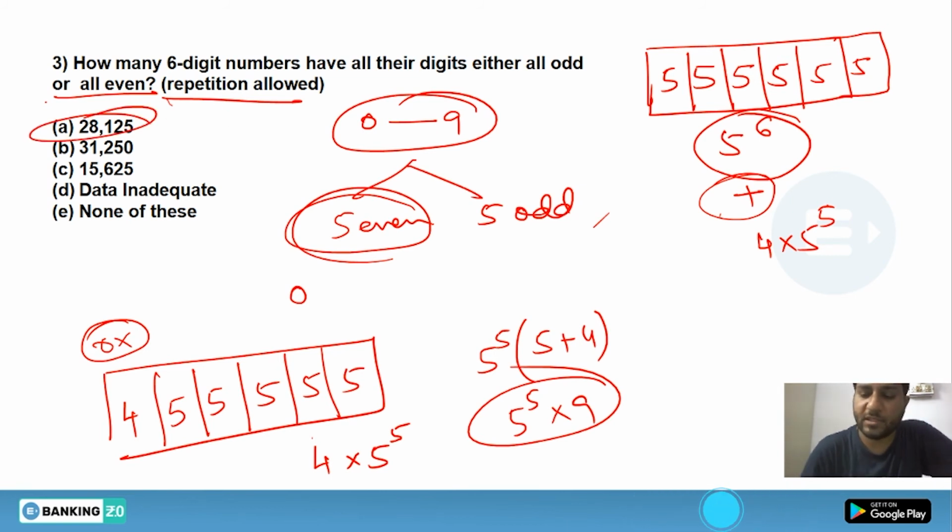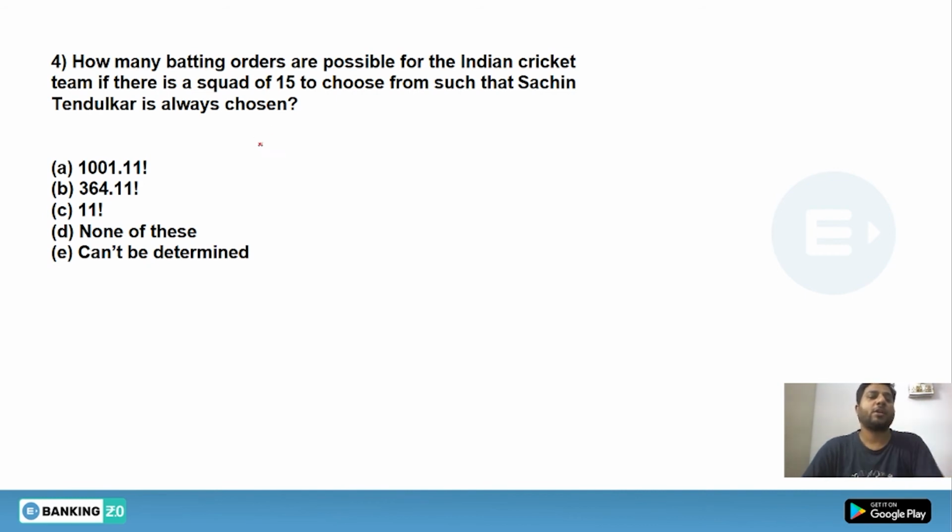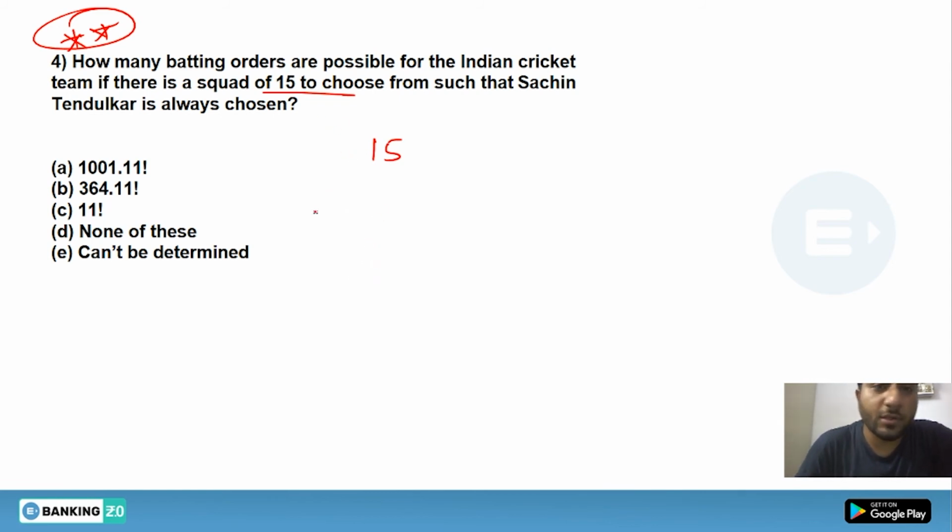Alright, let's go ahead. Look at this question. This is a very good question. How many batting orders are possible for the Indian cricket team if there is a squad of 15 to choose from? So you have to choose from 15. As you know that IPL is about to start, that means you should get into the mode of cricket by solving a permutation combination question.